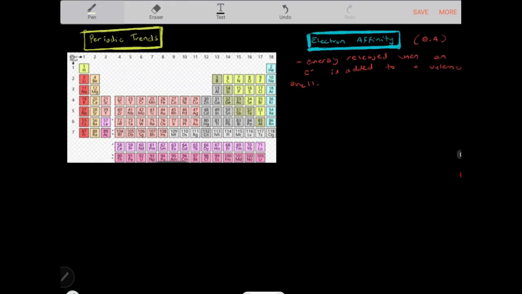Okay, let's take a look at the electron affinity. The electron affinity is the energy released when an electron is added to a valence shell. We can look at the electron affinity as the kinetic energy of an electron subtracted from the barrier energy.